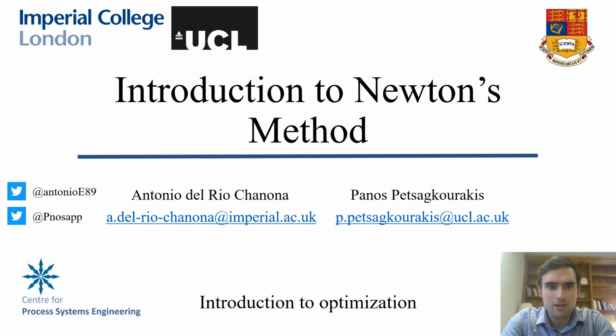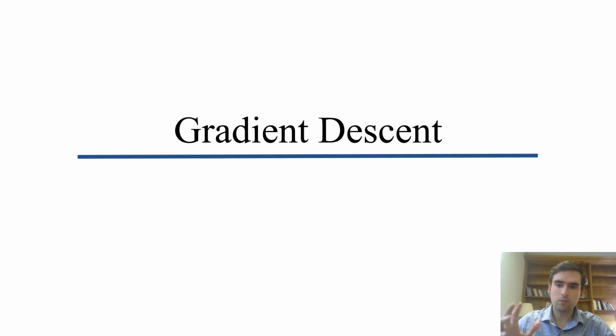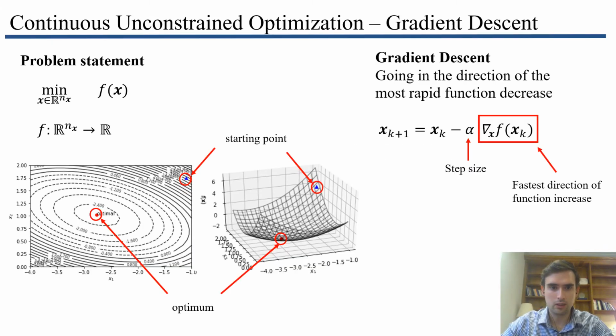Welcome back. So in this lecture, we're going to be talking about Newton's method, which is probably one of the most useful, or most used, methods in optimization. All right, so first we'll recap a bit of gradient descent to make a comparison.